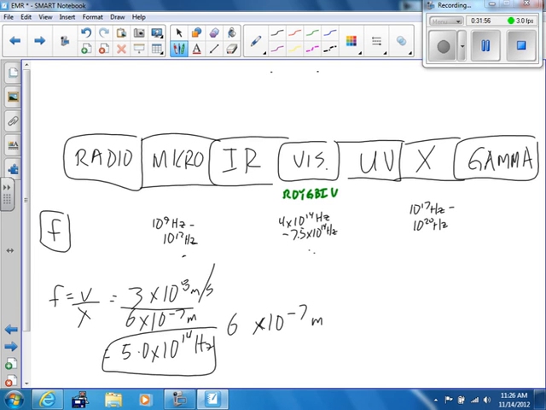What kind of EMR is it? 5 times 10 to the 14 is going to be visible light. Does that make sense? We got seven frequencies, you got to remember three of them. We got seven wavelength ranges, you got to remember none of them. Get the frequency of that particular wavelength.